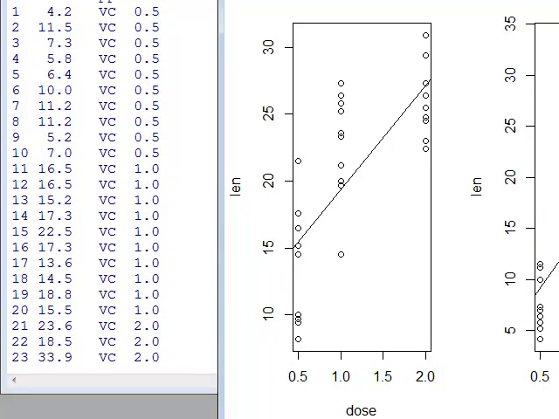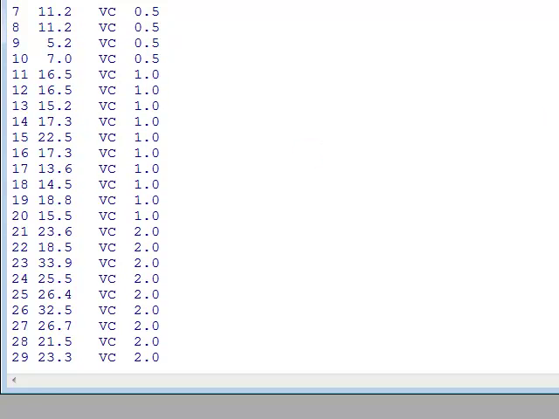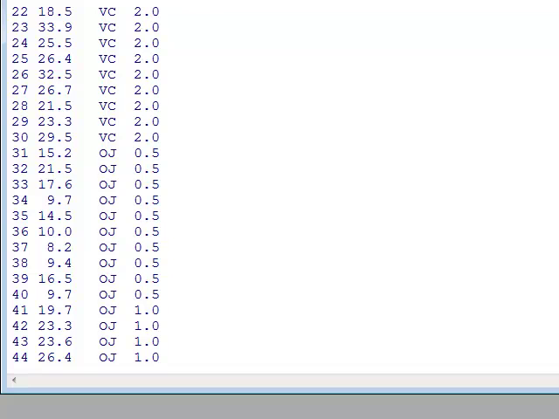Now this isn't supposed to be a lesson in dummy variables, but just to recap, when one of our X's, the independent variable, is categorical and has K groups, we set up K minus 1 dummies. That is the usual way, but not the only way. But I want to keep things simple, so I'm going to do it that way. Here supplement comes in two types, VC and OJ, so K is 2, which means we need to set up one dummy variable.